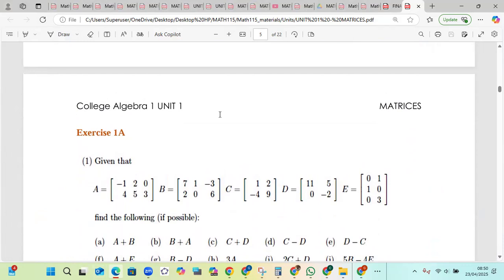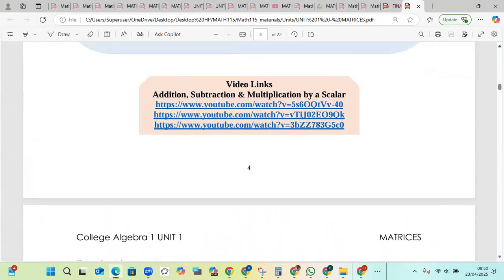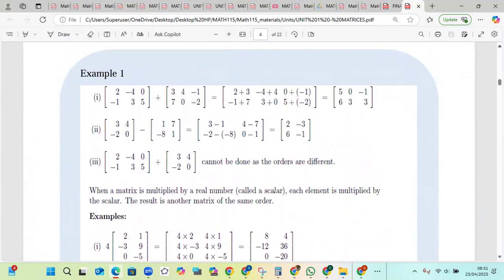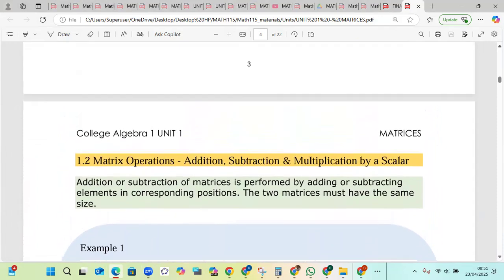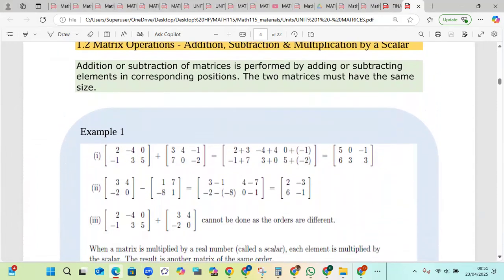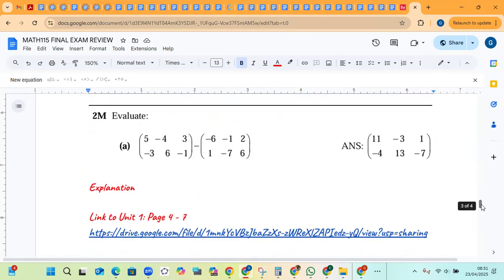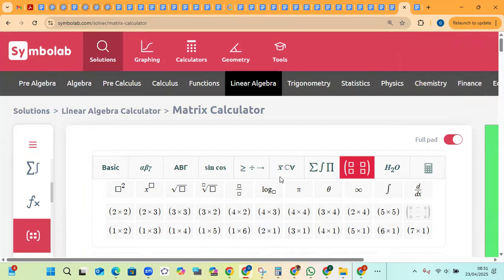Now what you need to do, as was said before, is take out your pen, your pencil, your paper, your notebook, your calculator, and participate in the video as well. And also go to Unit 1, page 3, page 4 to page 5. So let's indicate here that we are using page 4 to page 5. Now, to facilitate, we are going to use Symbolab. It's a free online calculator. So we want 2 by 3.